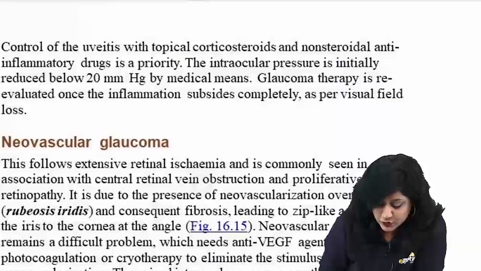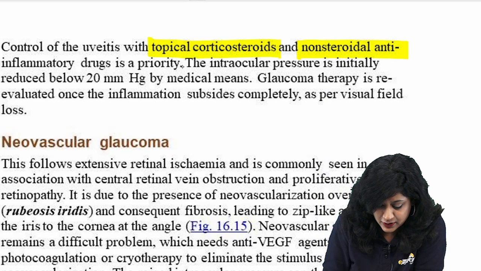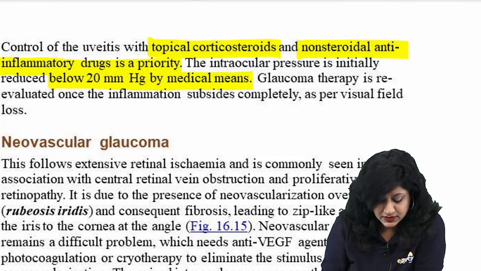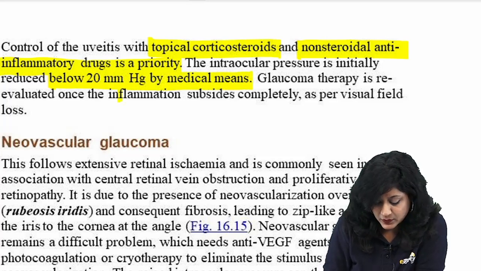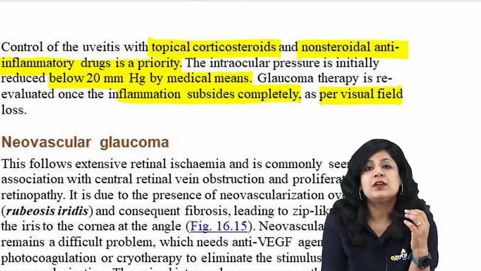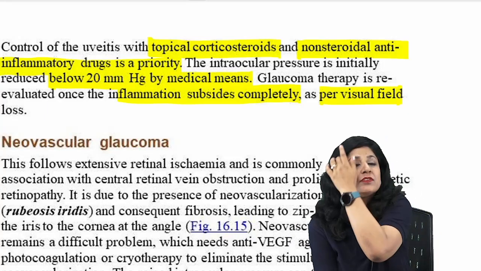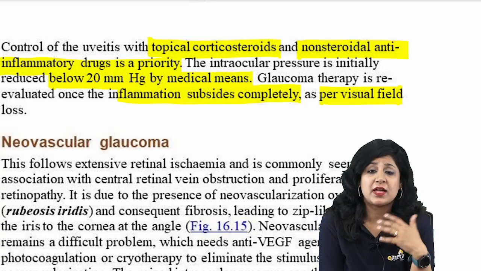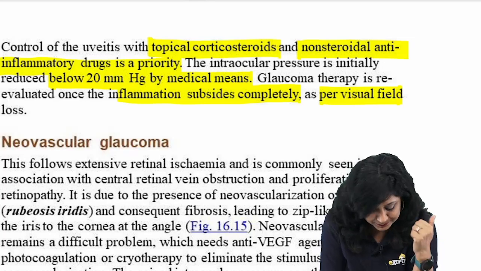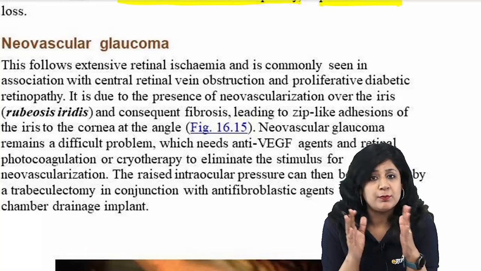Control of the uveitis we can do with topical steroids, and we can give antacids. This is a priority: the intraocular pressure is initially reduced below 20 by medical means, and then glaucoma therapy is re-evaluated once inflammation subsides, according to the visual field loss. So again, this is a condition where you give the benefit of topical steroids. Though we have glaucoma, we still give topical steroids here, and our aim is to decrease the intraocular pressure to less than 20, and then re-evaluate the treatment. So this inflammatory glaucoma is very clear, with 2 important syndromes.